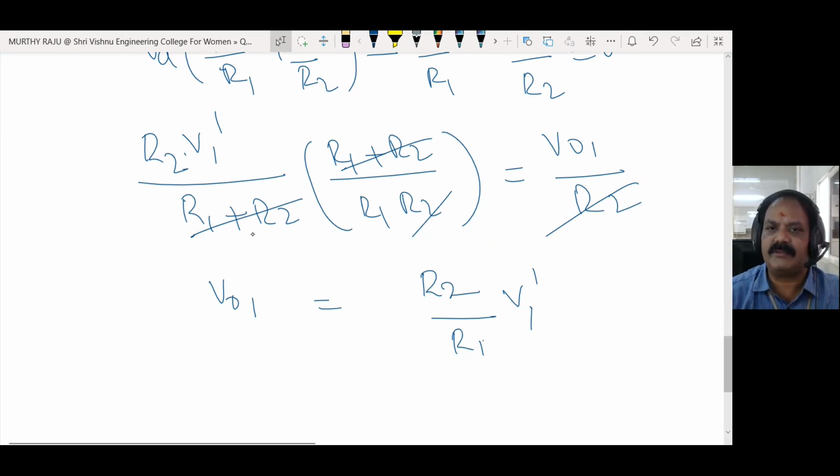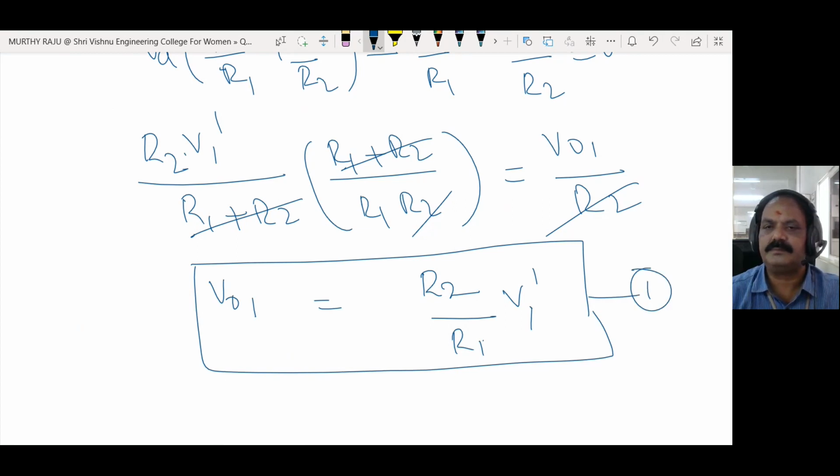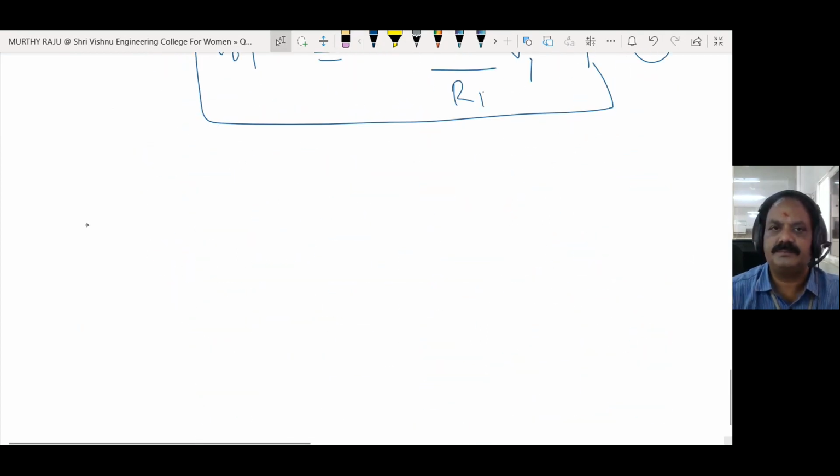This is V1 dash. This is equation one. Next one is case two.